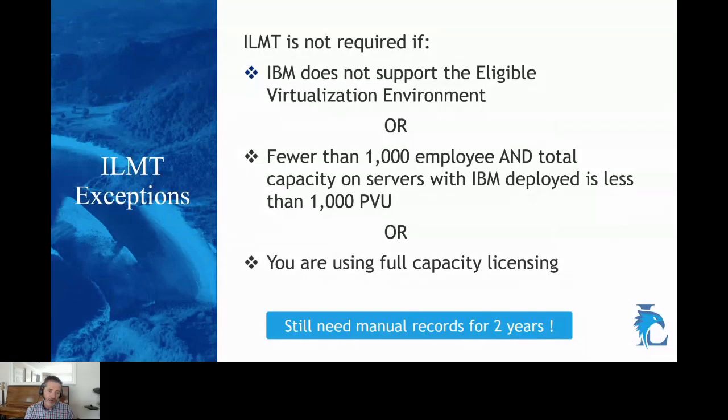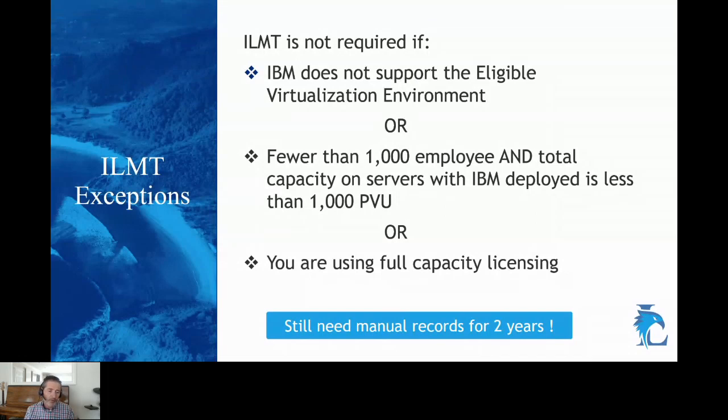Next up is if your organization has fewer than 1,000 employees, which does include contractors and permanent, and the capacity of the servers that IBM has deployed on is less than 1,000 PVU. That ain't a whole lot, I'll be honest. 1,000 PVU of pretty much any product is probably one node in an ESX cluster. Or you just decided, I'm just going full capacity licensing. I don't want to take advantage of subcapacity. Therefore, you're not obliged to run any tools as far as IBM is concerned.